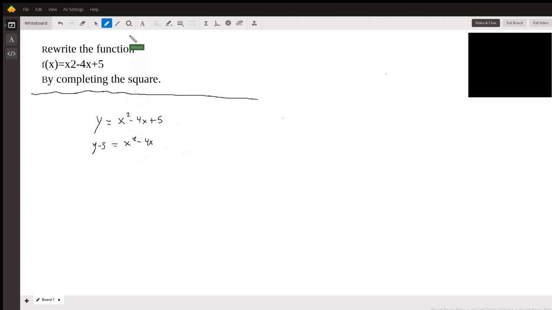And now all you need to know, and I'm going to put this in red, is the magic formula, which is b over 2 quantity squared. That's the formula that we need to figure out what the constant should be that gets added to both sides. So let's plug us in. So here in this problem we have negative 4 over 2 quantity squared, which is just 4.